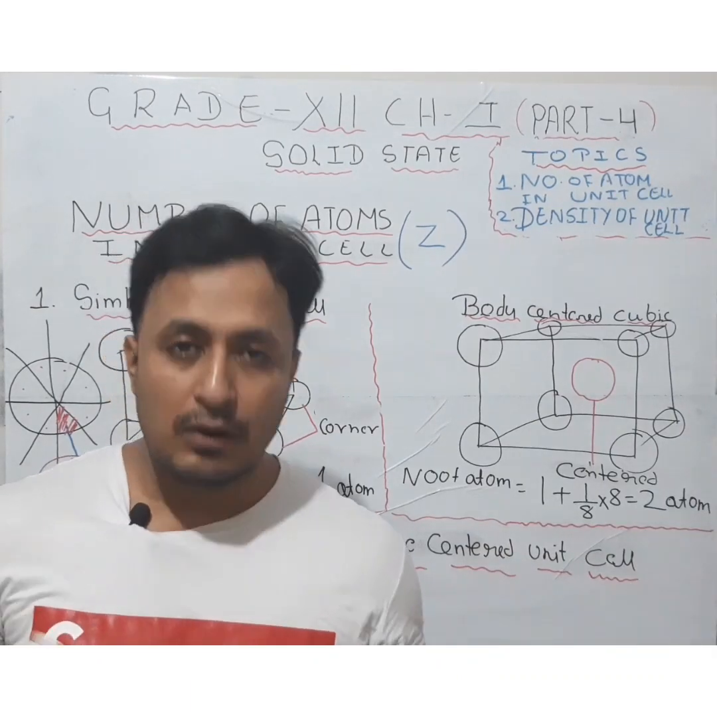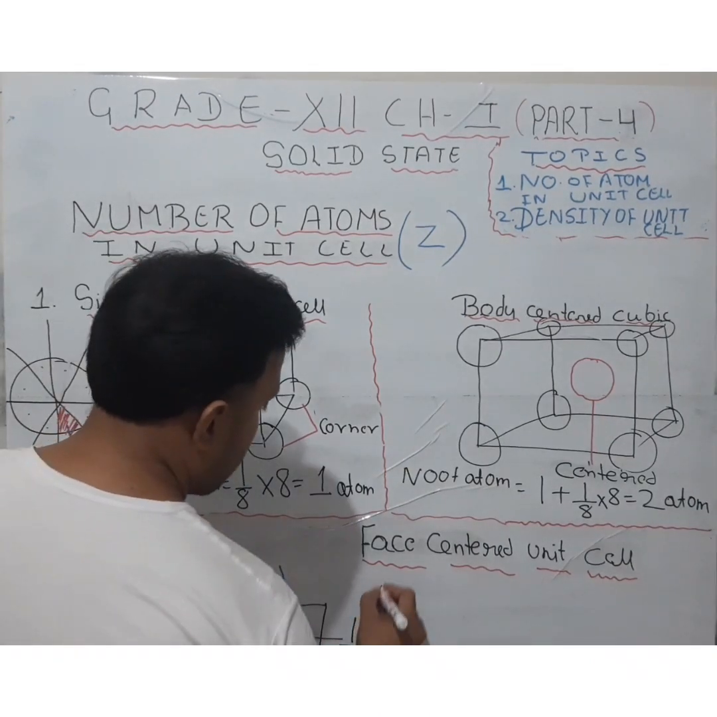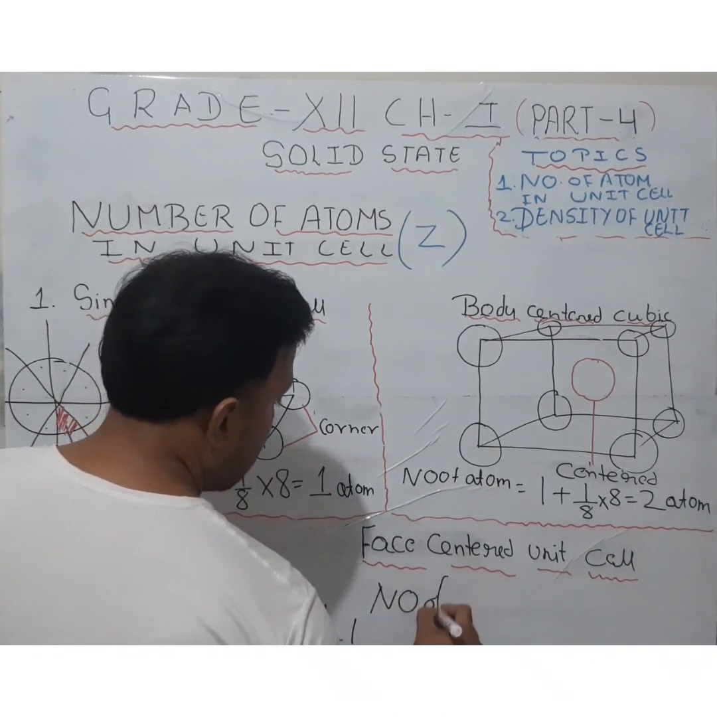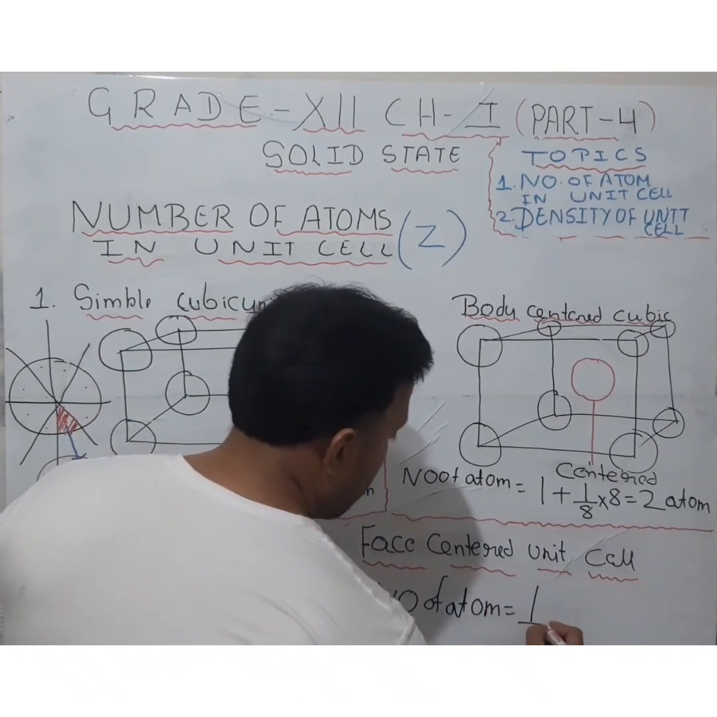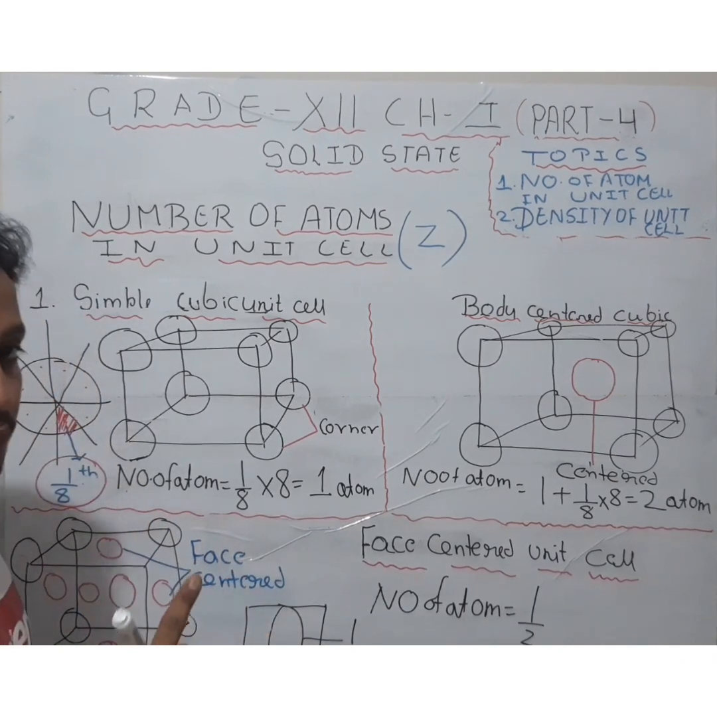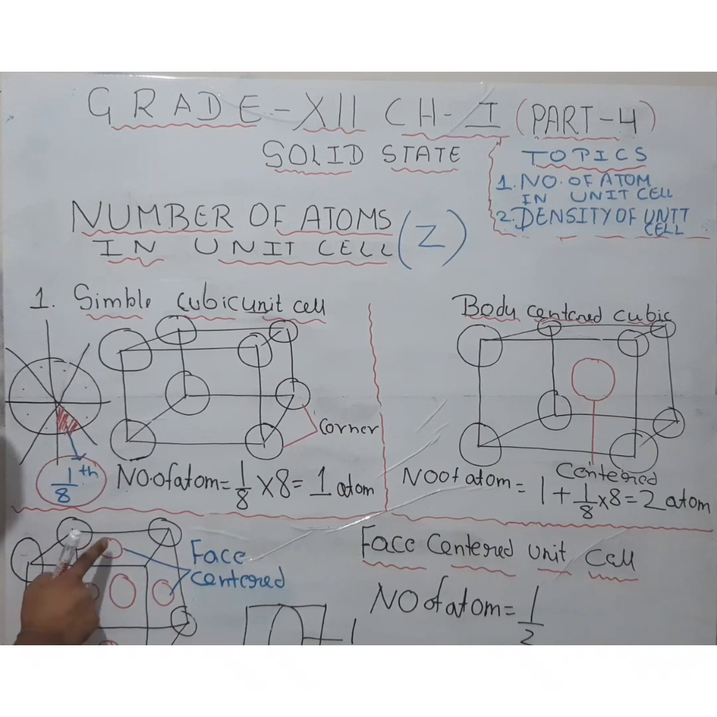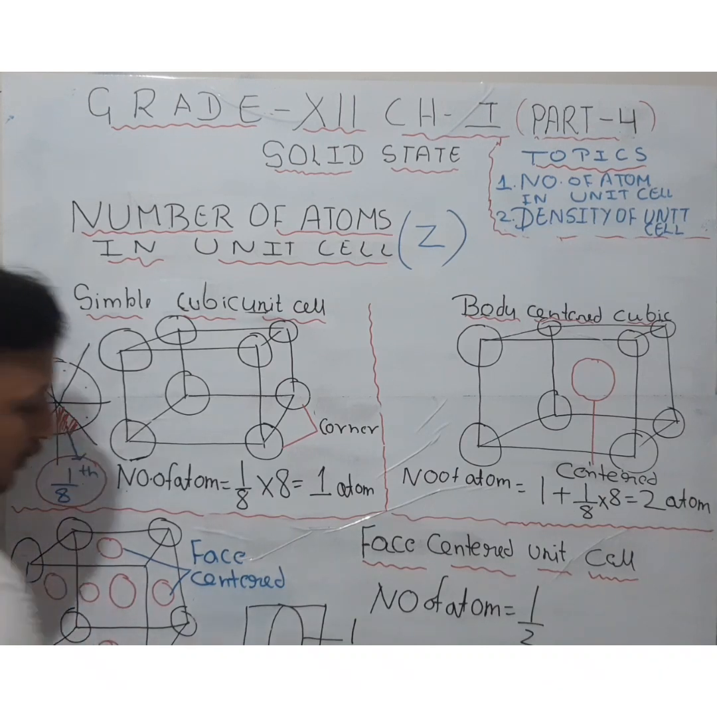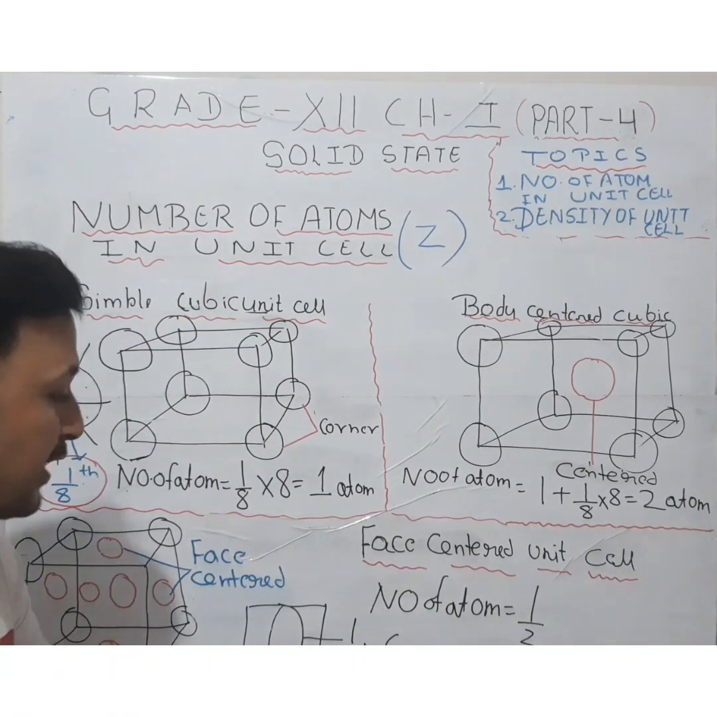Okay. So in such case, how do we determine the number of atoms? Finding the number of atoms in such case will be equivalent to 1 by 2. Why are we taking 1 by 2? Because it is contributing only 1 by 2 to its specific unit cell. Then there are 6 faces present in this cubic unit cell. So 1, 2, 3, 4, 5, 6. So there are 6 such constituent particles present. So it becomes 1 by 2 into 6.